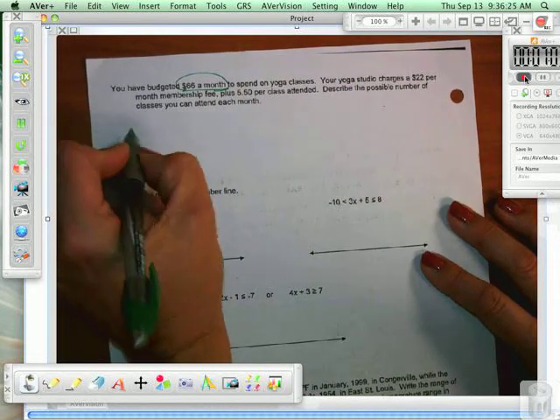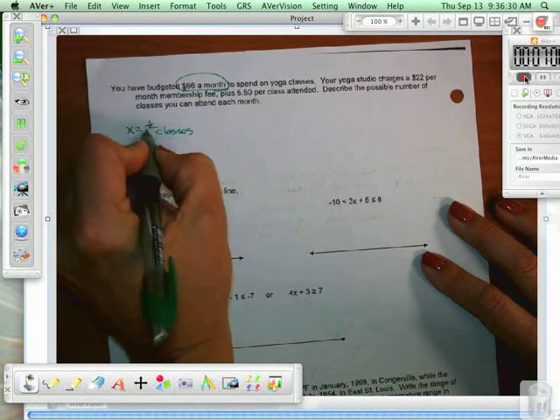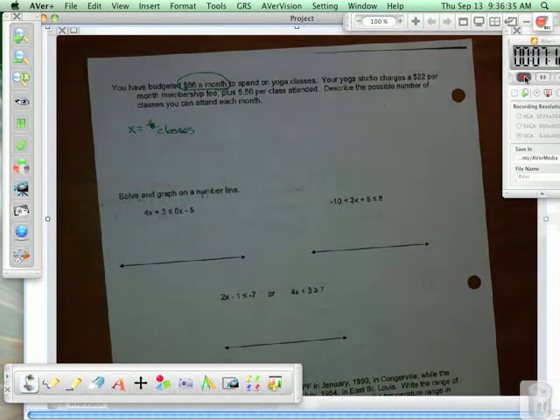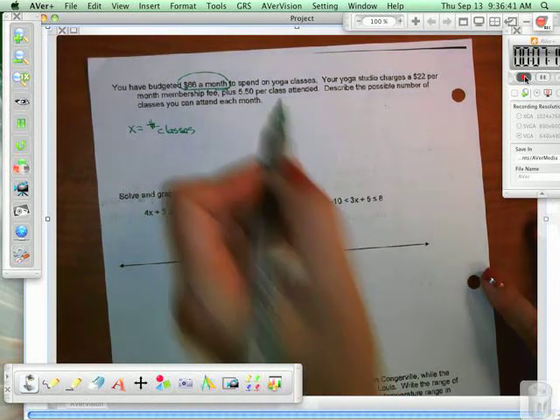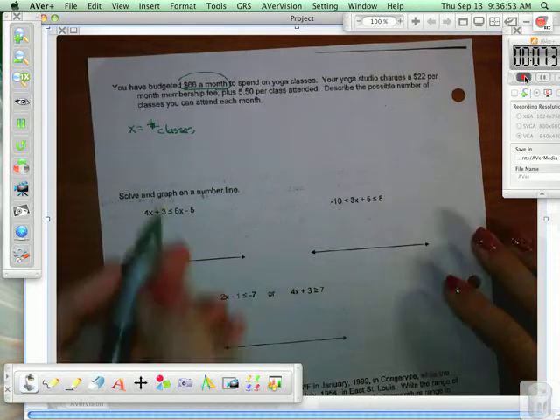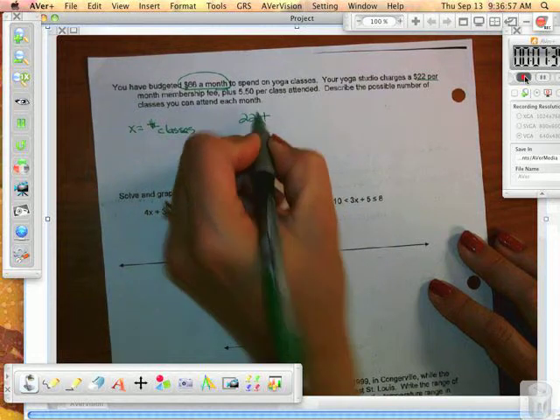So what is X? X is the number of classes I can attend. Number of classes, however you want to write it. Okay, here's how I write inequalities. Why is this an inequality? Because you can't spend more than what? 66. So sometimes you have to think about, is it an equal sign or an inequality? I know I can't spend more than 66. So how much does it cost per month? And how much does it cost for each class?